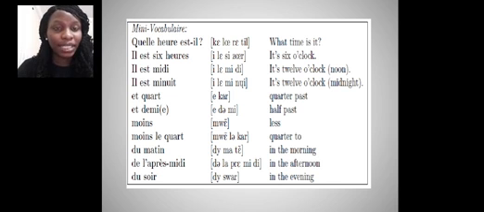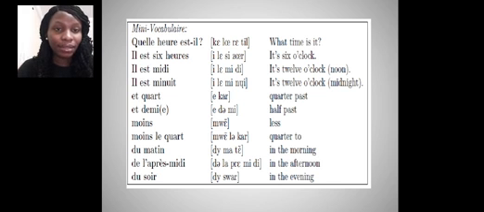Il est midi. Next column, il est midi. It is 12 o'clock, noon, which is noon. Il est minuit. It's 12 o'clock, midnight. Il est minuit.